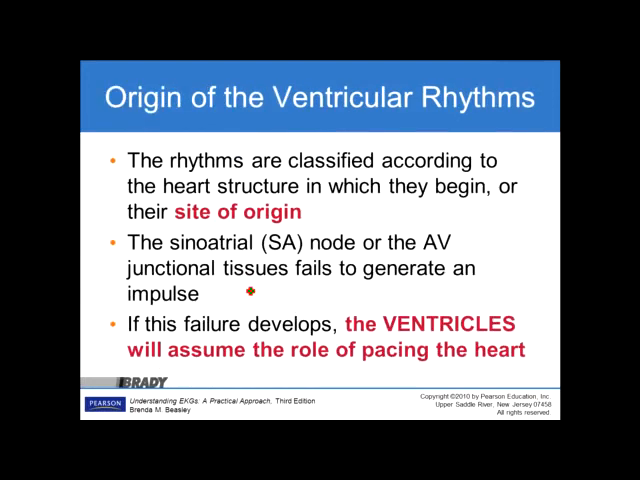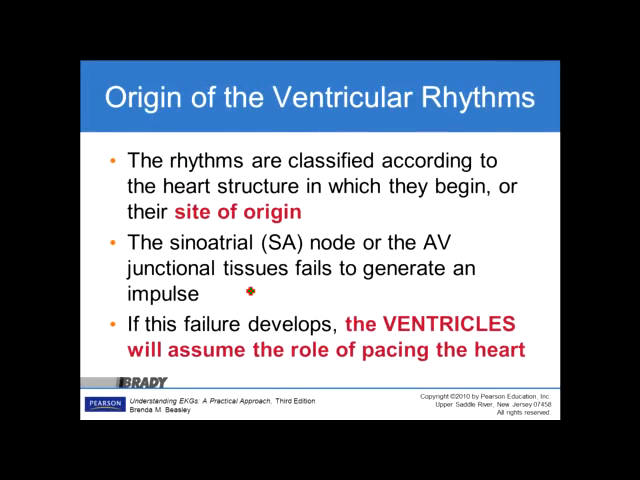Origin of ventricular rhythms. The rhythms are classified according to the heart structure in which they begin, or their site of origin. The sinoatrial node or the atrioventricular junction tissue fails to generate an impulse. If you'll notice in the last two slides, we keep adding a section. In the junctional slides we said the sinoatrial node fails to generate a beat, then the AV node takes over. In this case, if the SA node and the AV node fail to generate a beat, then the ventricular area will take over as well.